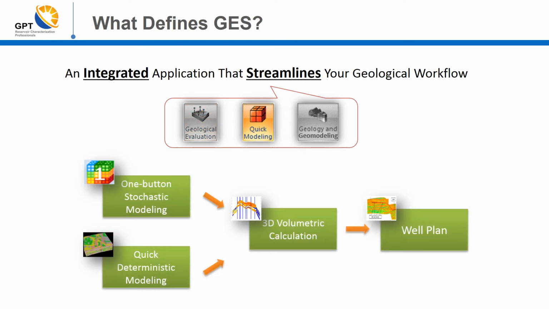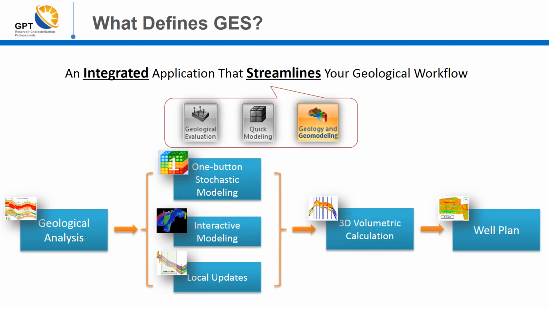And the second scenario is called quick modeling. It is designed for the cases where you already have your interpretation, but you also need to build a quick and reliable 3D geological model. So in this scenario, we provide you with two different solutions, one-button stochastic modeling and quick deterministic modeling. Both can give you a complete solution for structural model, facies model, and petrophysics model. Once you have your model, you can go ahead and calculate the volumetrics and do the well planning.